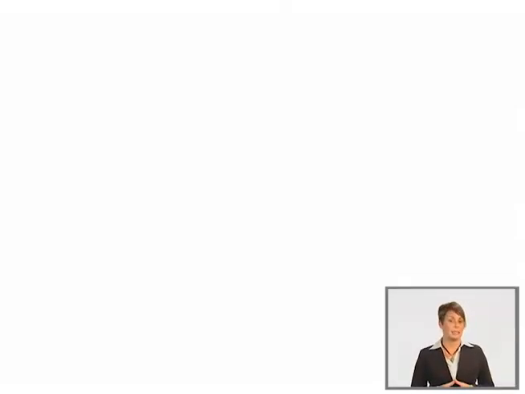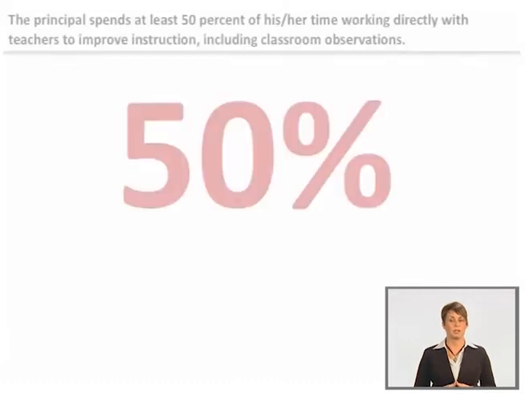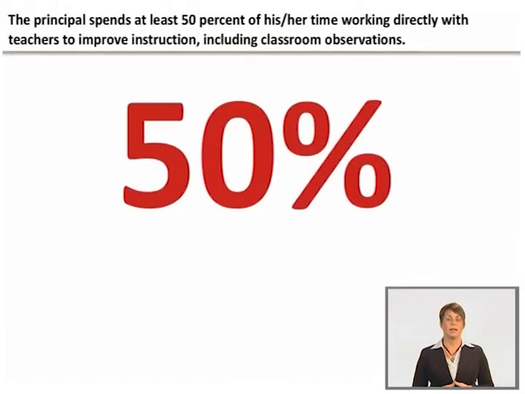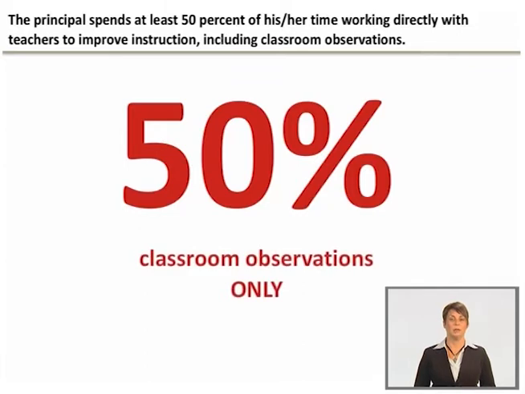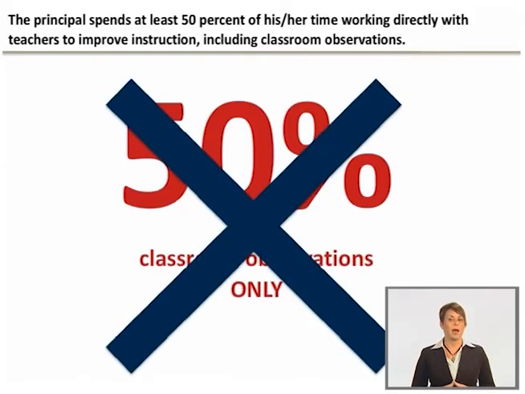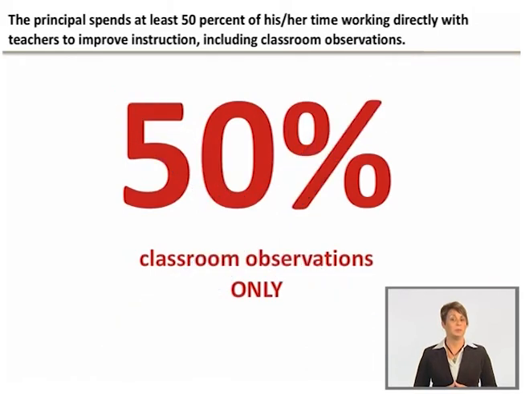Let's look at our next indicator, which quantifies the amount of time a leader spends working with teachers to improve instruction. The principal spends at least 50% of his or her time working directly with teachers to improve instruction, including classroom observations.